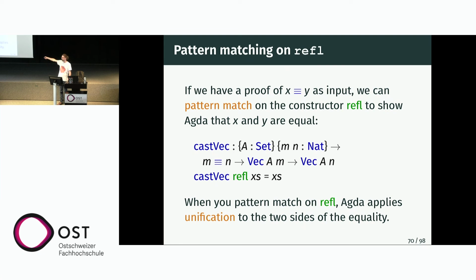The way we prove it is just by pattern matching on the refl. When we pattern match on the refl, Agda will use this unification algorithm. It will unify x and y, and it will come up with a solution that these two should be the same. And then once they are the same, these two types will become the same, so we can just return the vector xs. Okay.